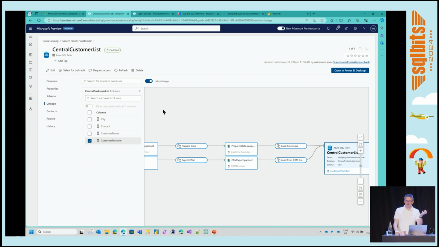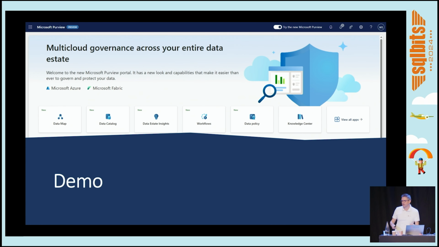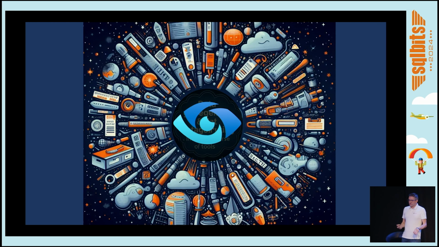Because if we have some sensitivity labels applied in Fabric, for example, Purview reads those, and you can have a look and use them as a filter in your data catalog. So you don't have to apply them manually over there. And with that, we are almost done. Fasten your seatbelts. We almost reached our destination of the Microsoft Purview Universe.